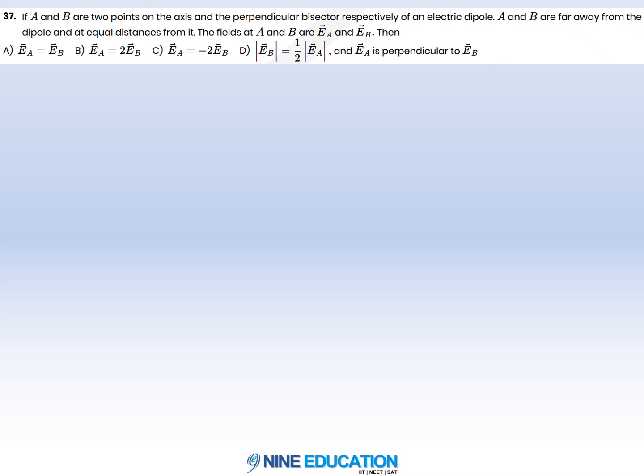Yeah. In this question, what is given? We have one dipole. A and B are far points from the dipole, at equal distance from it. You must remember the formulas of the dipole. If this is minus q and this is plus q, the direction of the dipole moment is from minus to plus.